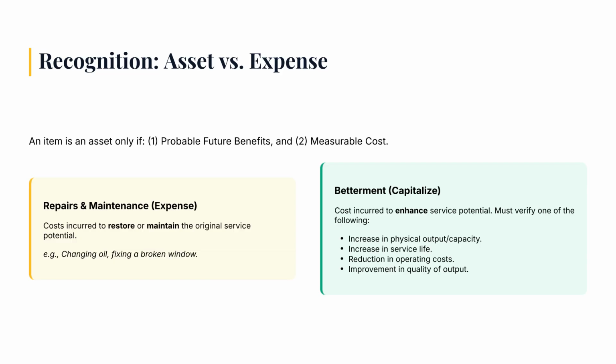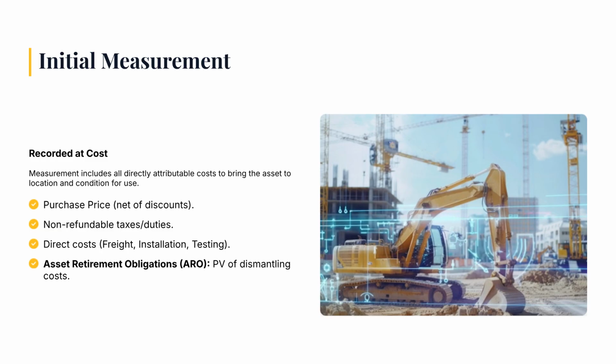When you spend money on an existing asset, is it an expense or an asset? Repair. If you just restore it to how it was, fixing a window, it's an expense. Betterment. If you make it better than it was originally, you capitalize it. To prove it's a betterment, you need to hit one of four criteria: improved capacity, longer life, lower operating costs, or higher quality output. On day one, we record PPE at cost.